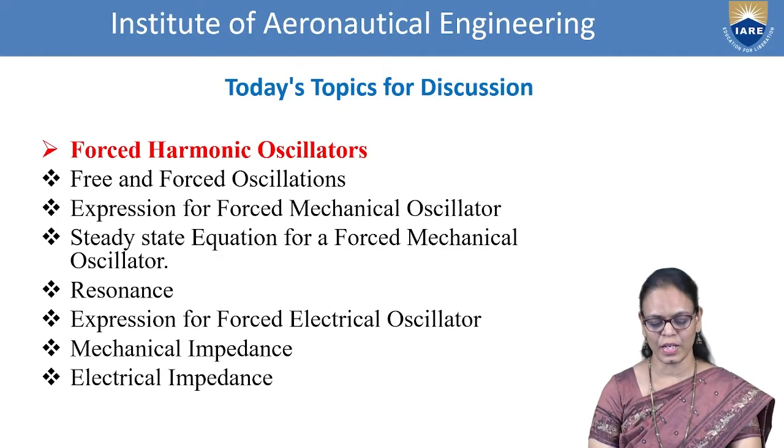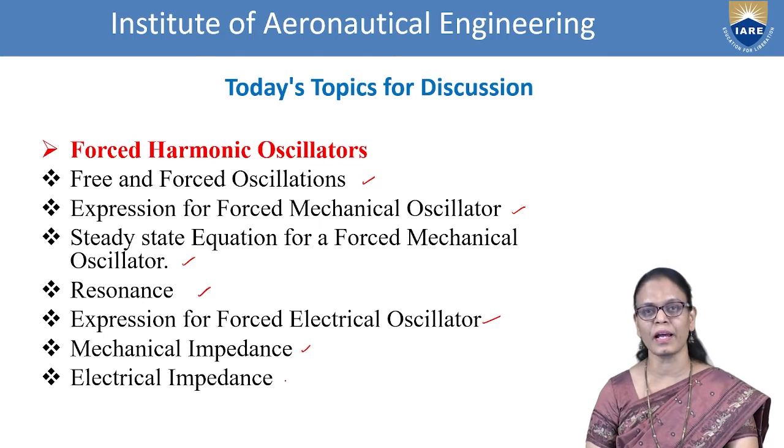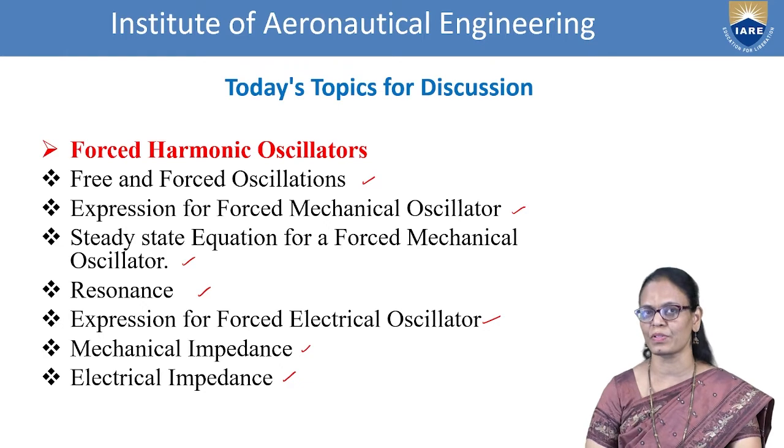So, the brief outline of how we are going to discuss this topic. First, we'll see what are free and forced oscillations. Then we will derive an expression for a forced mechanical oscillator and then get the steady state equation for a forced mechanical oscillator. Understand the phenomenon of resonance, and then we'll go to electric oscillators and define mechanical impedance and electrical impedance. This is how we are going to discuss this topic today.